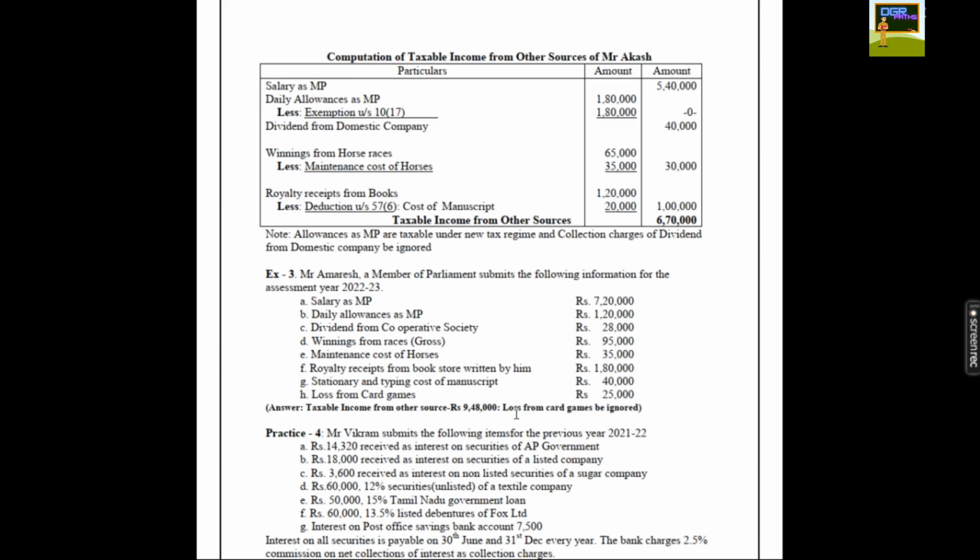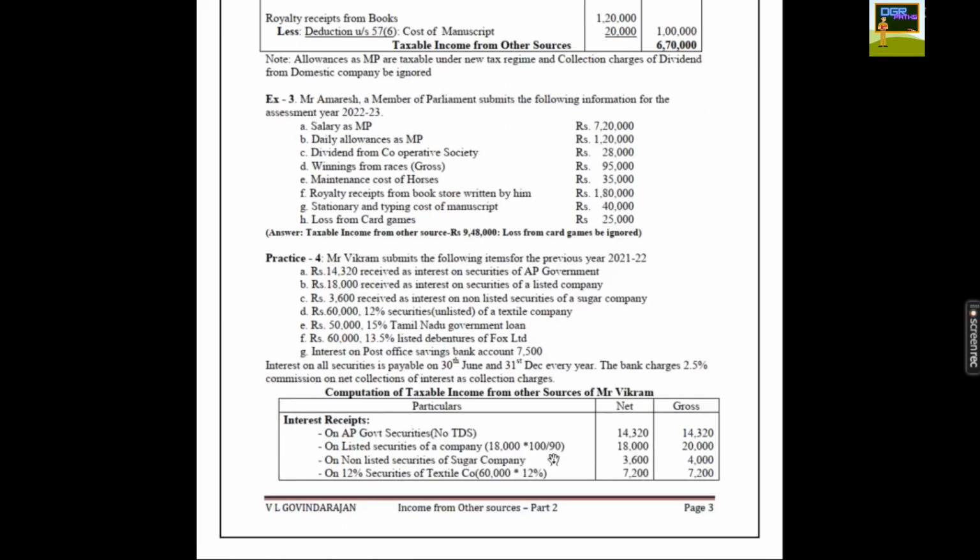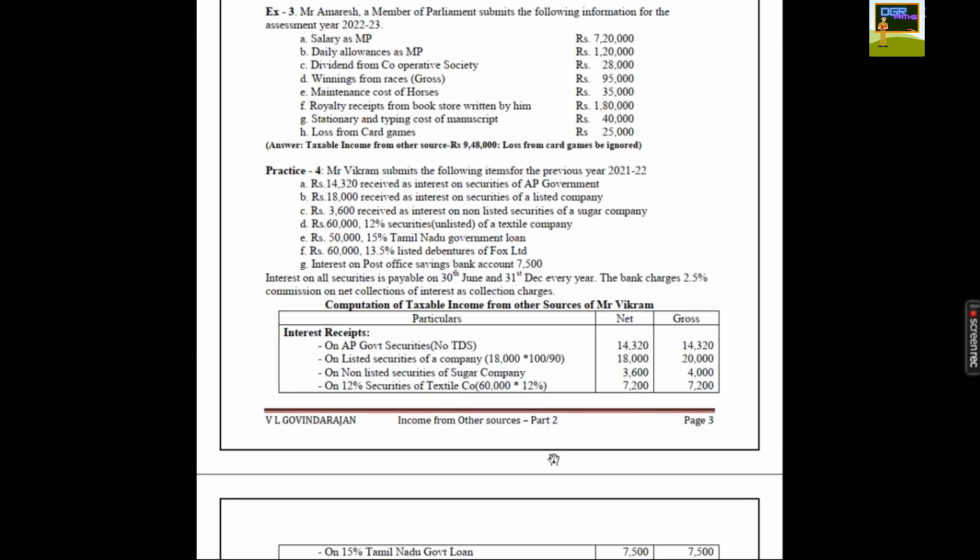18,000 received is also the net amount. Here we have to gross it up. And the 3,600 is also received as interest on non-listed securities of a sugar company. These are all the received items, meaning received in hand. These are all the net items. So we have to add the TDS and show it as taxable income.